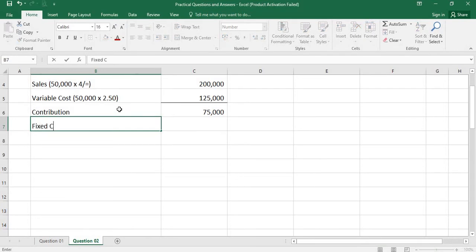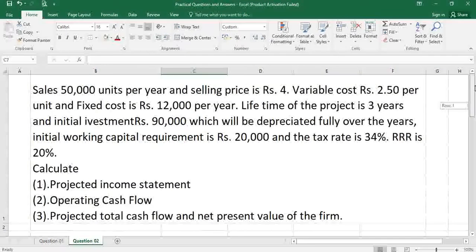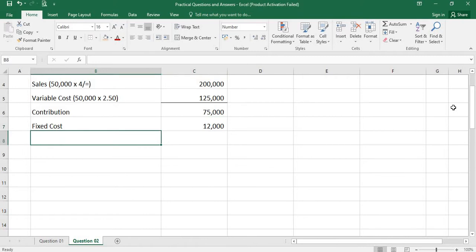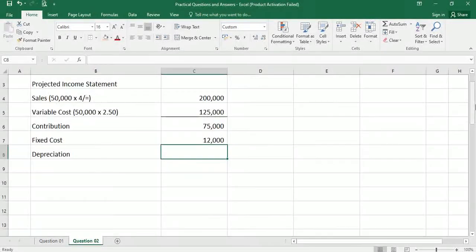Again, he has given fixed cost, how much? 12,000 rupees. Depreciation. What does he say about depreciation? Lifetime of the project is 3 years. Initial investment is 90,000, which will be depreciated fully over the years, which means there is no scrap value. You know, for the depreciation, you have to take cost and deduct the scrap value, using the useful life of the time period.